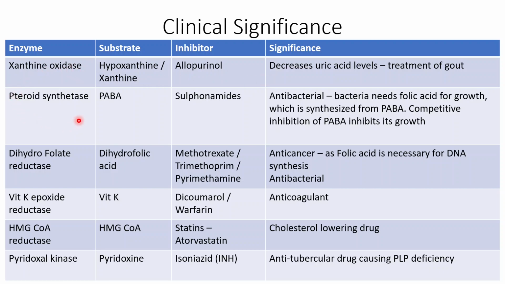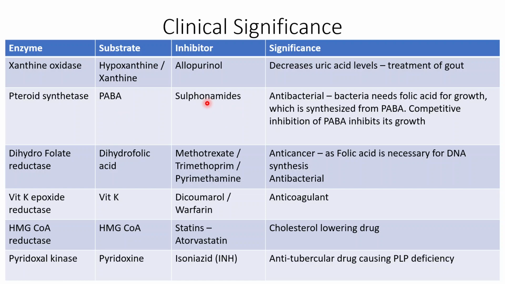Similarly, we have another enzyme, pteroic acid synthetase, which acts on the substrate PABA to form pteroic acid, which again leads to formation of folic acid. Folic acid is necessary for bacteria to live. Now sulfonamide is an antibiotic. This sulfonamide inhibits the enzyme pteroic acid synthetase. How? Because it's a structural analog of PABA.